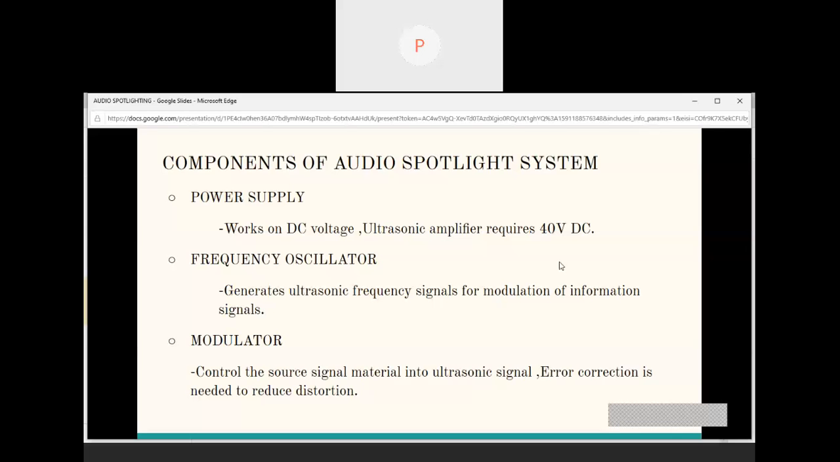Now, in order to convert the source signal material into an ultrasonic signal, a modulation scheme is required, which is achieved through a modulator. In addition, error correction is needed to reduce distortion without loss of efficiency. By using a DSP modulator, the modulation index can be reduced to decrease the distortion.